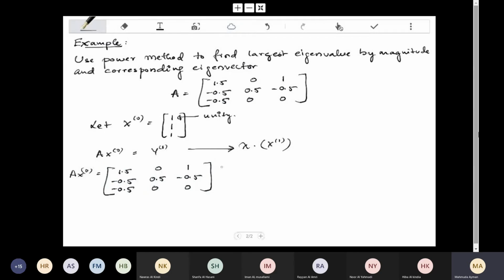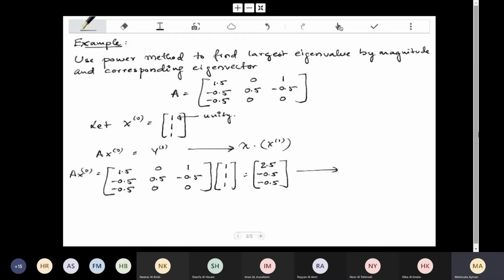Okay, times x0. So x0 is 1, 1, 1. This will give us y1, which is 2.5, minus 0.5 and minus 0.5. So once we got y1, now we'll scale it out into lambda times.